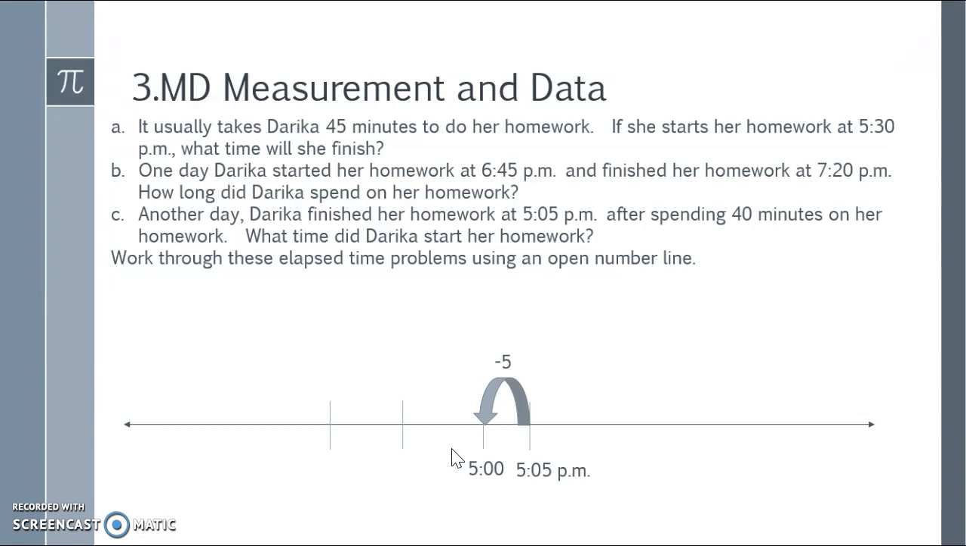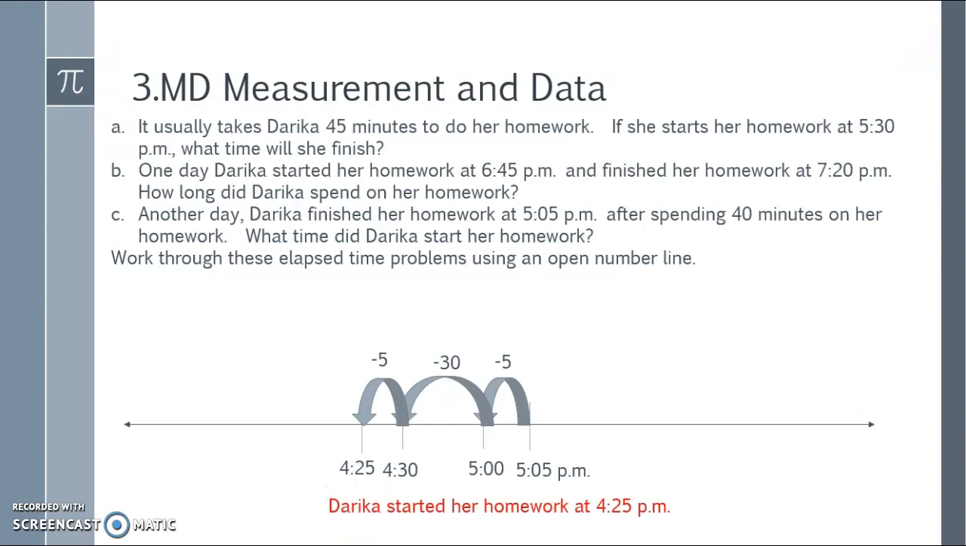So from 5:05 to our 5 o'clock benchmark, we subtract 5 minutes. But we need to spend 40 minutes. So we've only done 5 minutes so far. The next benchmark would be 4:30, a nice benchmark. So 30 and 5 is only 35. We still need 5 more minutes. So if I subtract 5 more minutes from 4:30, we get 4:25. Therefore, Derica started her homework at 4:25 p.m.